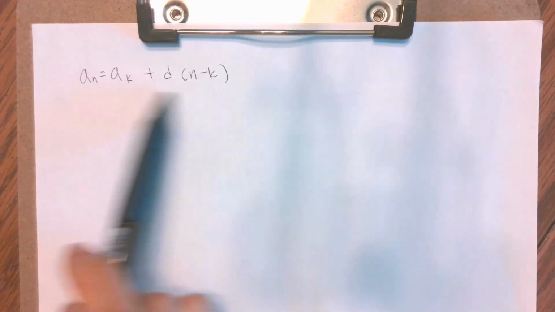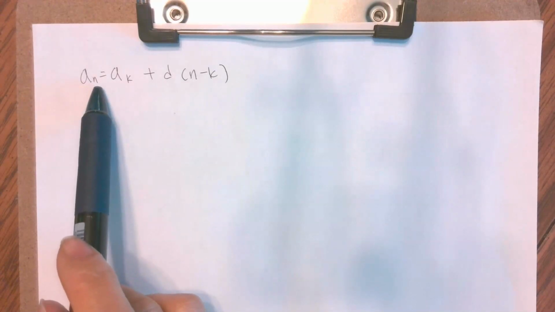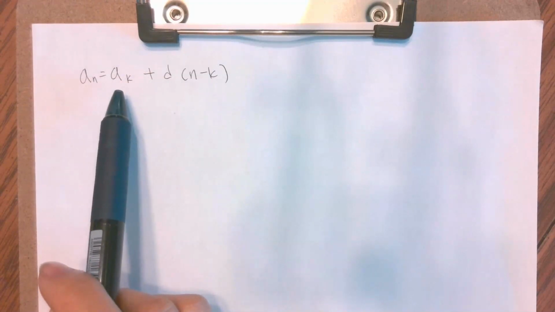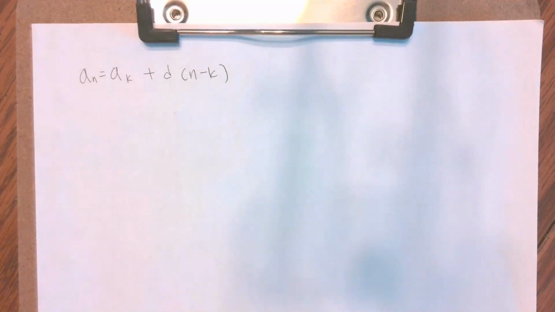So this is the formula we use for arithmetic sequence, where a sub n is the nth term and a sub k is the kth term, and d is the common difference. Some of the problems that we're doing, we'll plug something in for n, something for k. You're like, what is what and all that.